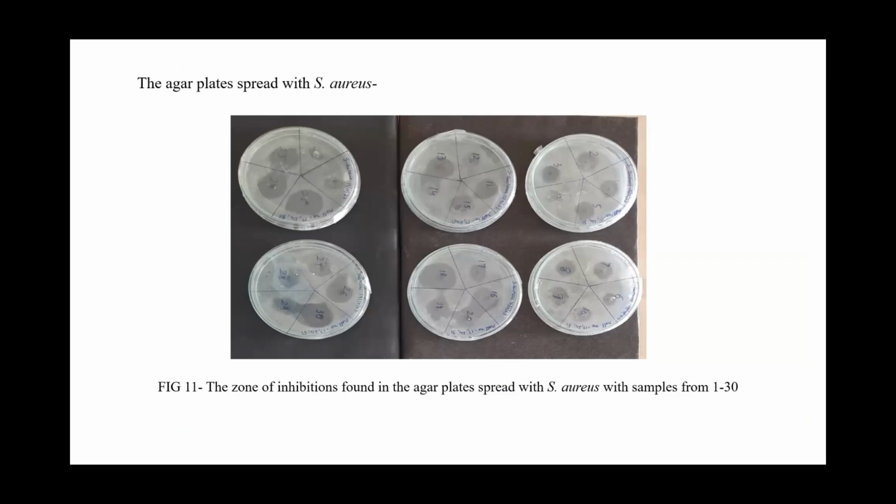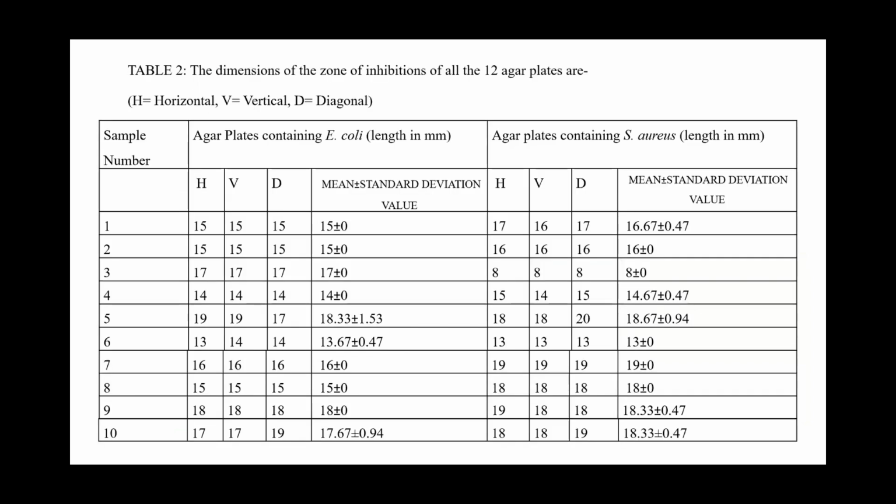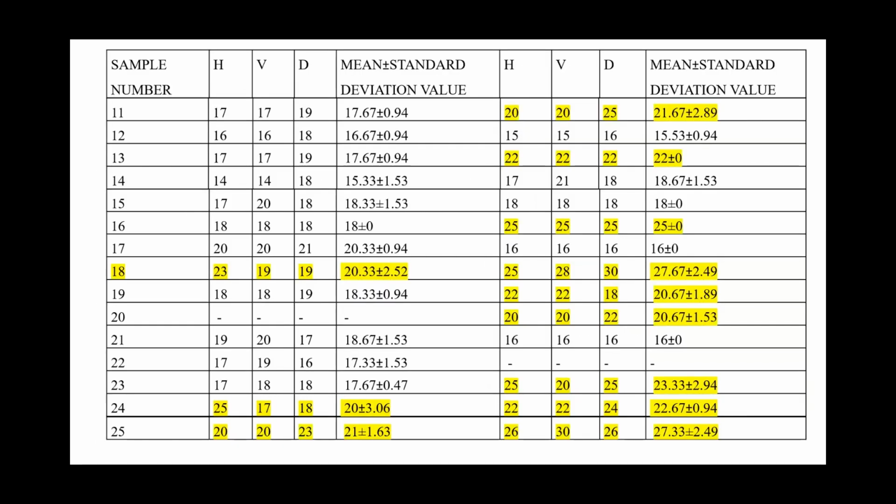This is the figure that consists of the zones of inhibition with the agar plates that were spread with S. aureus. In this table, we calculated the dimensions of the zones of inhibition horizontally, vertically, and diagonally in millimeters. And then we calculated the mean plus or minus standard deviation values. Here the highlighted values show very good values, which can be used in any kind of intimate care applications.